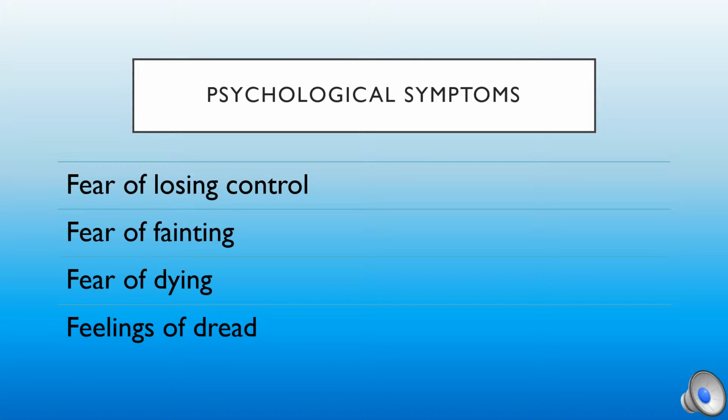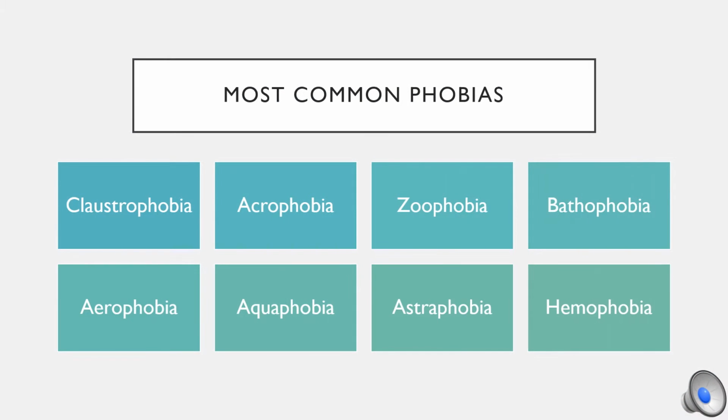There are 4 different psychological symptoms: fear of losing control, fear of fainting, fear of dying, and feelings of dread. Some of the most common phobias include claustrophobia, acrophobia, zoophobia, bathophobia, aerophobia, aquaphobia, astrophobia, and hemophobia.